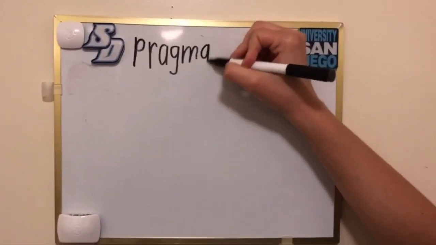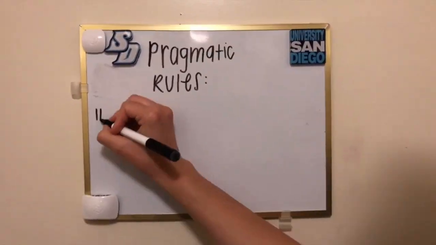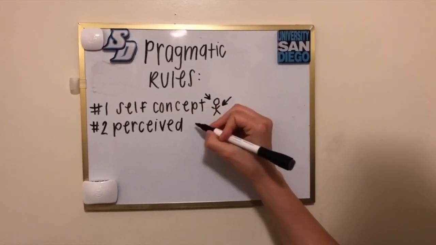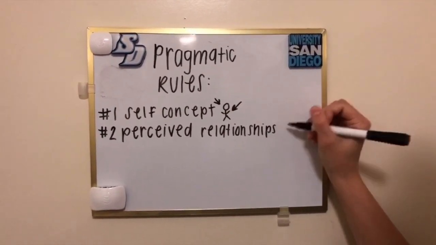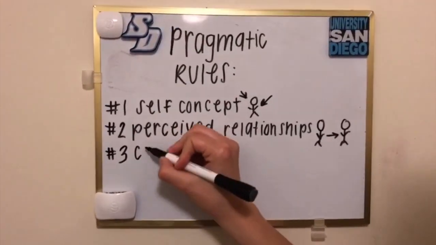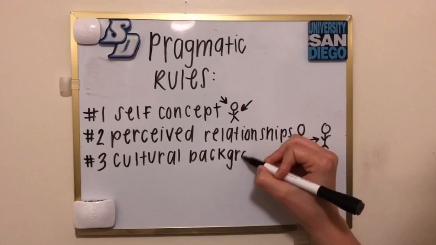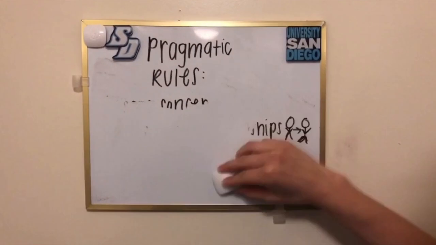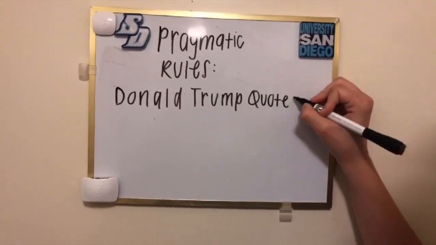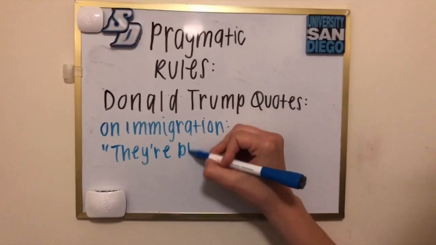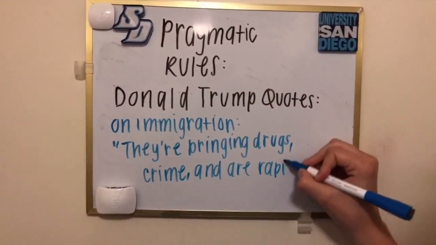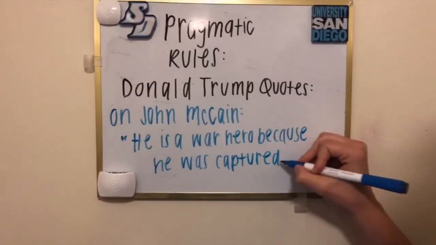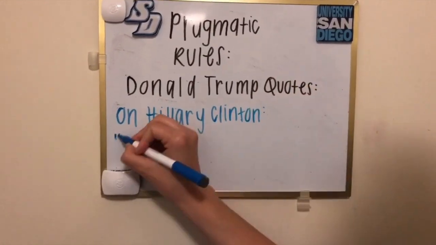Well, each individual defines this in different ways, depending on these three things. The first is their self-concept, the second is their perceived relationships with others, and the third is their cultural background. These three aspects determine how each individual interprets pragmatic rules. It also explains why different individuals find controversial quotes, such as these, as either highly offensive or acceptable. Opinions about the appropriateness of speech are grounded in pragmatic rules.